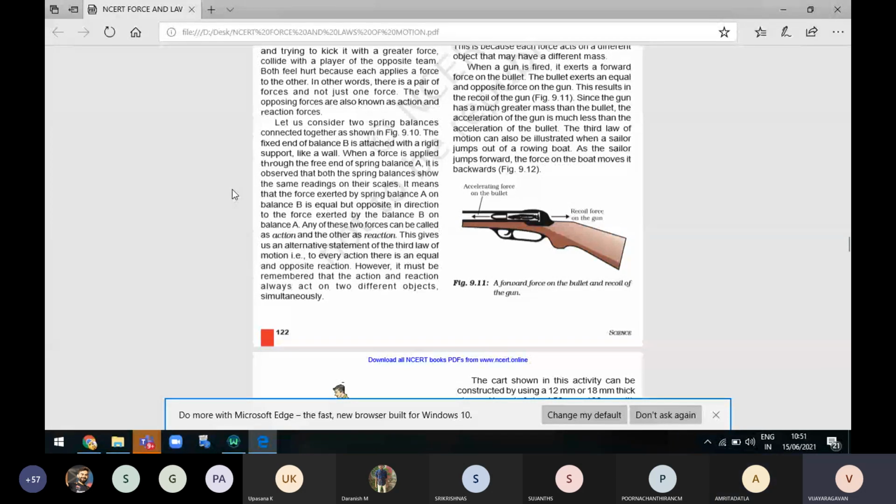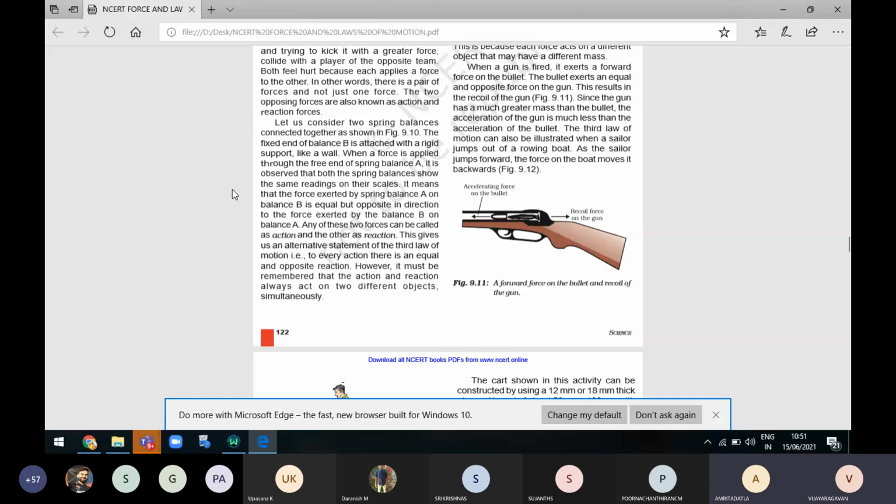To every action, there is an equal and opposite reaction. This is the third law of motion. The third law of motion is only a single line. The first two laws take two lines, but the third law is only a single line. It is a very, very simple law and very, very useful in our daily life. We are mostly using this law. You are seeing all three laws. So, to every action there is an equal and opposite reaction. This is the third law of motion.